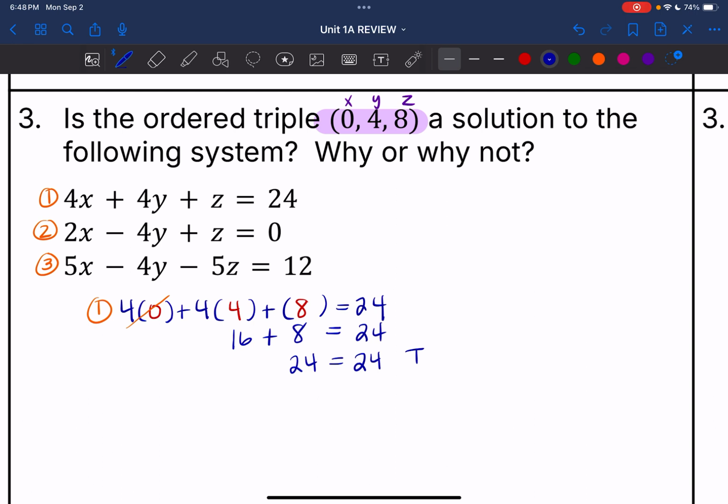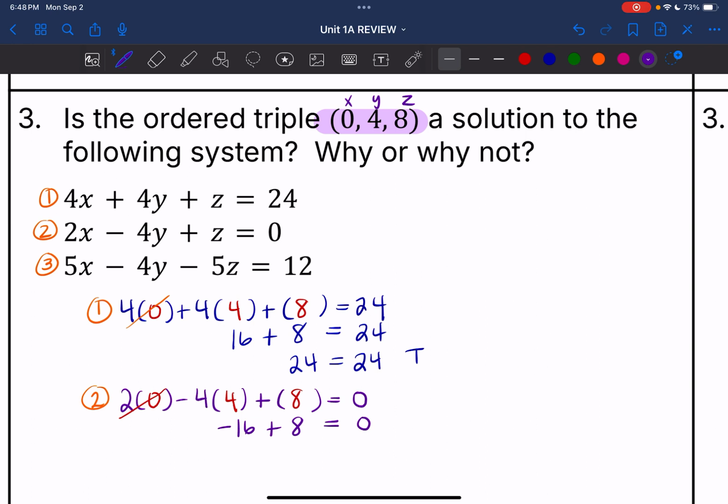Okay, but it's not enough for just one equation. It has to work for all 3. So now let's look at equation number 2. And that one is 2x minus 4y plus z equals 0. And then I'm going to plug in the ordered triple they gave us, 0, 4, 8. Again, that first portion, I'm just going to ignore it. So now I have negative 16 plus 8 equals 0.